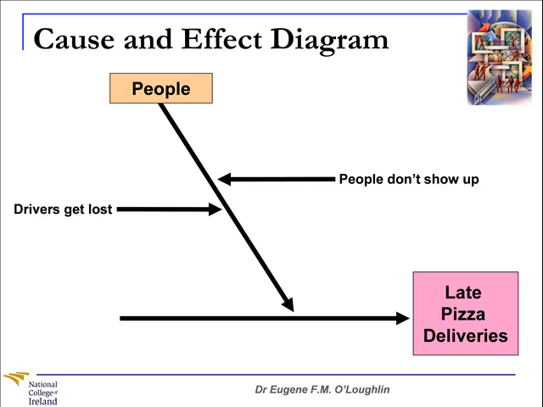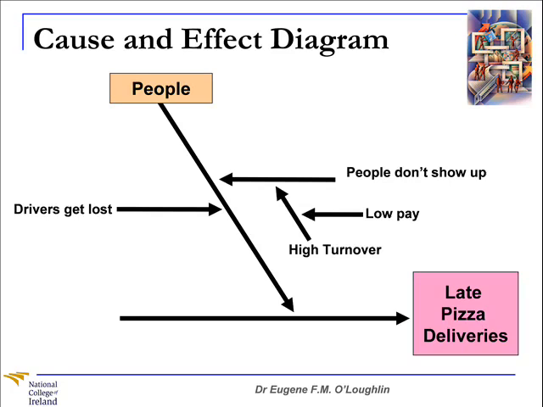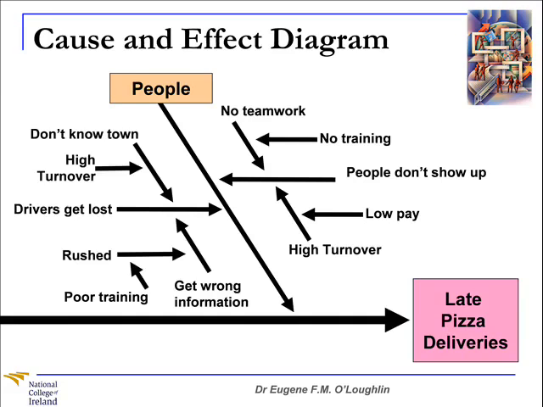And what I want to do now is ask, why is each of those problems caused? What's causing, for example, people not to show up, or what's causing drivers getting lost? So I fill that out, and I start with people don't show up, and I look at, for example, perhaps there's a high turnover of staff. And that might be a reason why people don't show up. Why is there a high turnover of staff? Well, it could be because of low pay. And we fill out the rest of our diagram.